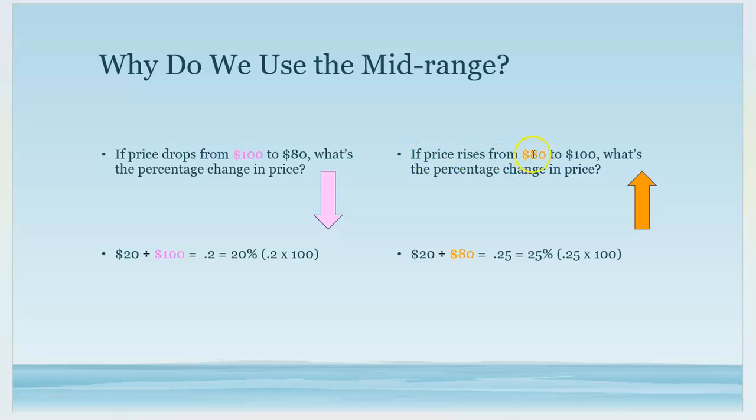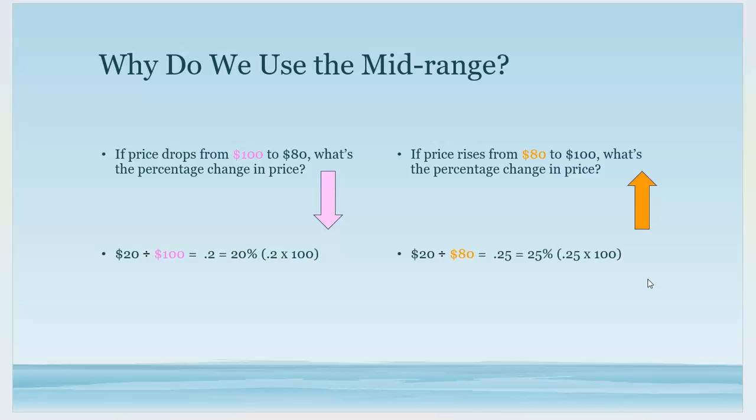If prices rise from $80 to 100, what's the percentage change in price? Well, it's still $20, because that's the difference between where the price was and where it is. That divided by the original, divided by 80, gives us a 25% change in price. So you see what's happening here? Because on the way down the price change is 20%, and on the way up it's 25%, what we prefer is 22.5.